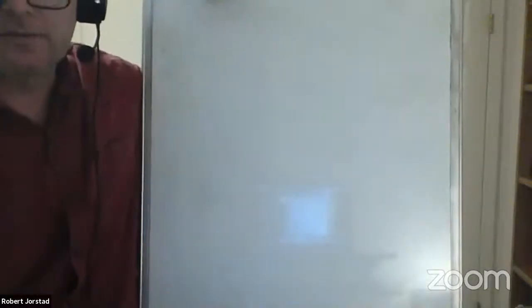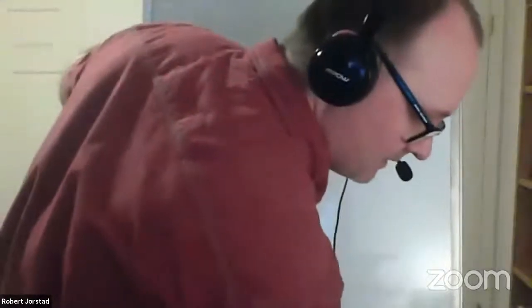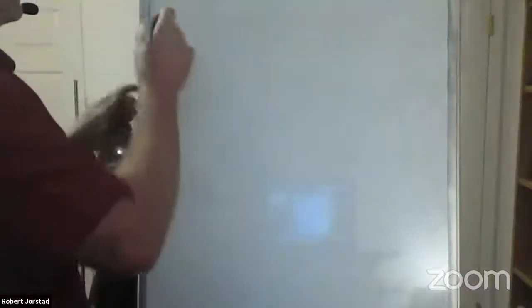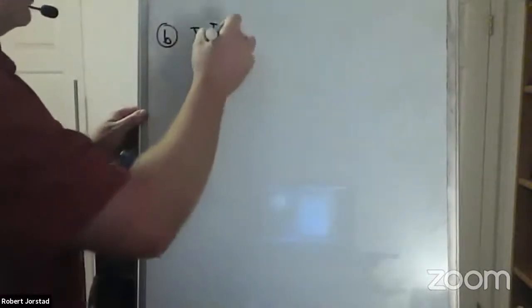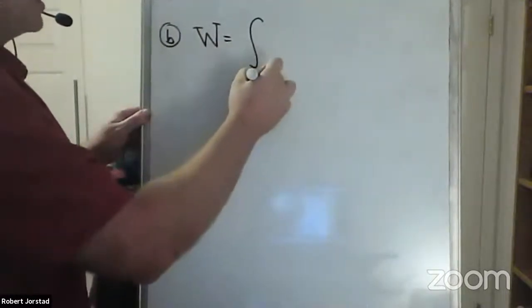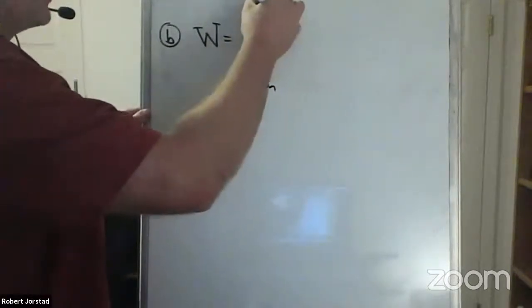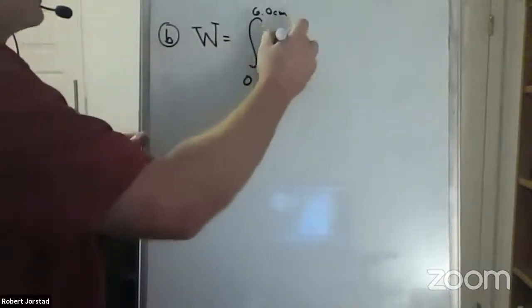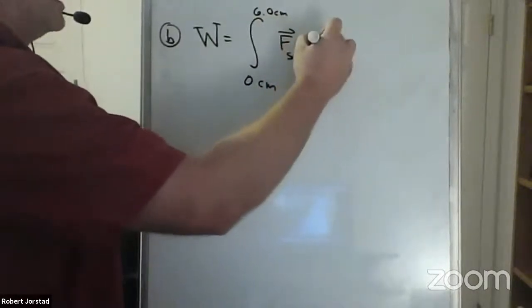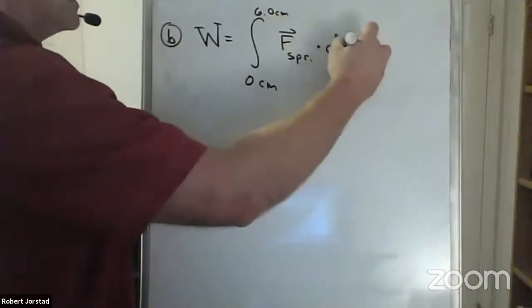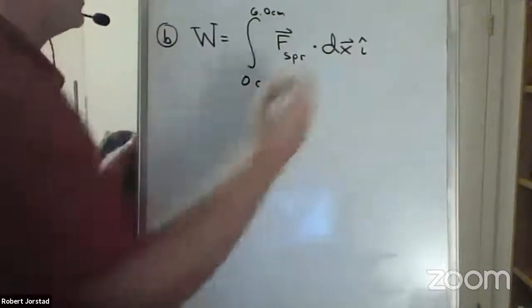Let's get back to it here. Let's see, what was part B? Part B said, okay, determine the work done as it goes from 0 to stretched. So in part B, they want the work done as we go from 0 centimeters to 6.0 centimeters from the force due to the spring dot dx in the I hat.